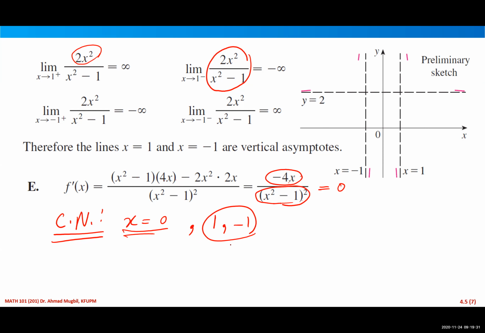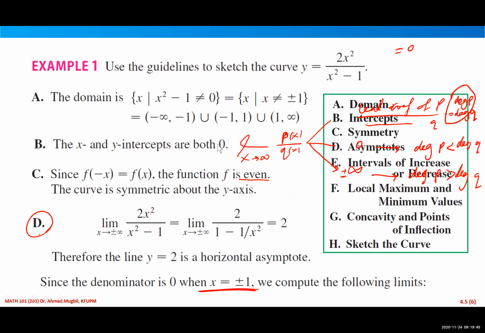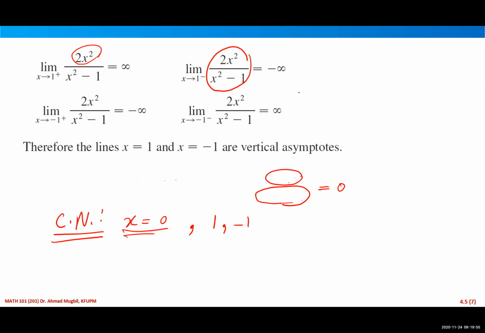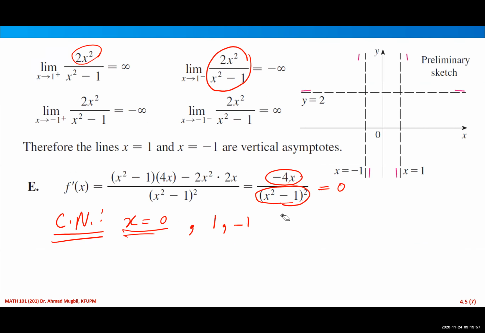So are these critical numbers? Yes. No, because they are not in the domain. Yes, thank you. They are not in the domain. So be careful, guys. This is why it is important to find the domain at the beginning. Let's go back to the domain. The domain is all the real numbers except 1 and -1. So we have only one critical number, which is x equals 0. Okay, be sure, guys, the critical number is always a number in the domain.